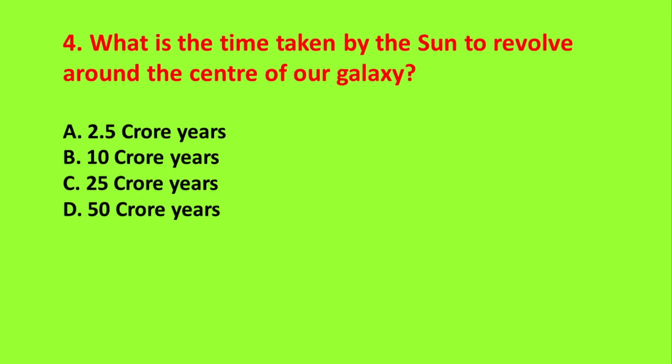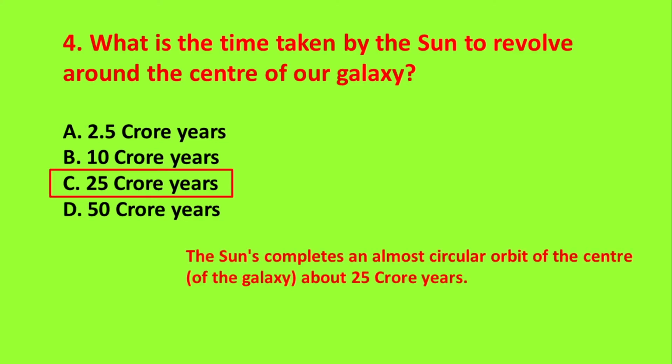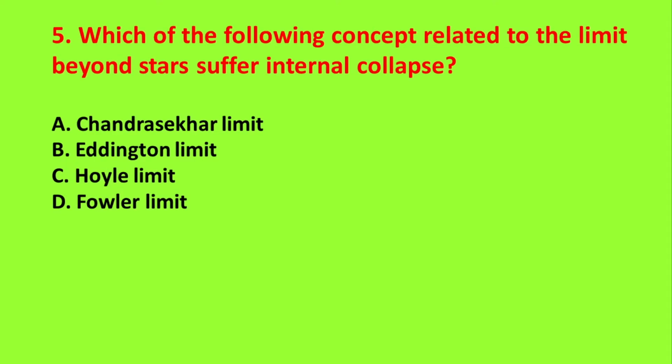Question number 4. What is the time taken by the sun to revolve around the center of our galaxy? A. 2.5 crore years, B. 10 crore years, C. 25 crore years, D. 50 crore years. The correct option is option C, 25 crore years. And for your kind information, the sun completes an almost circular orbit of the center of the galaxy in about 25 crore years.